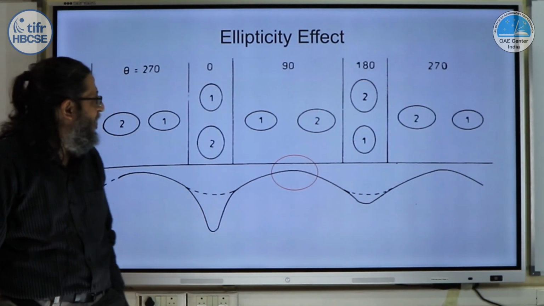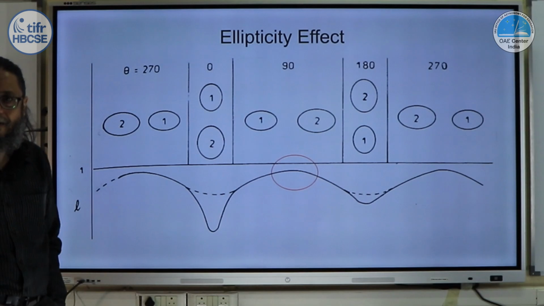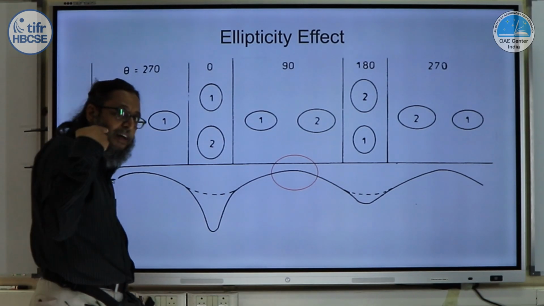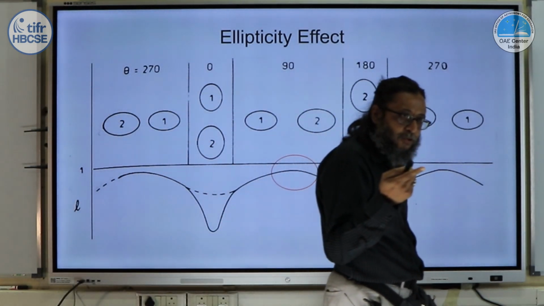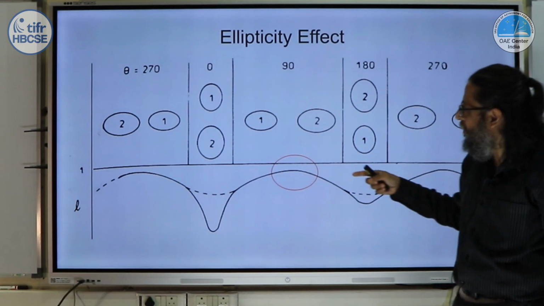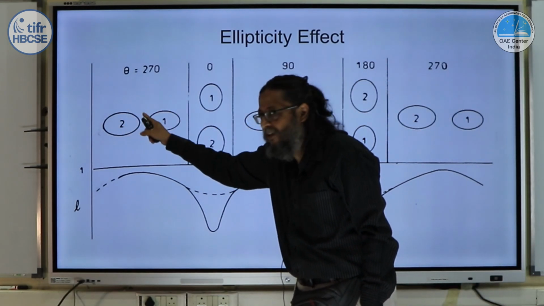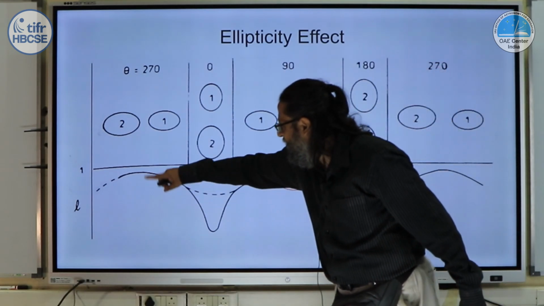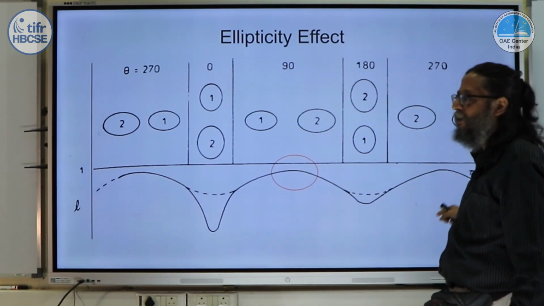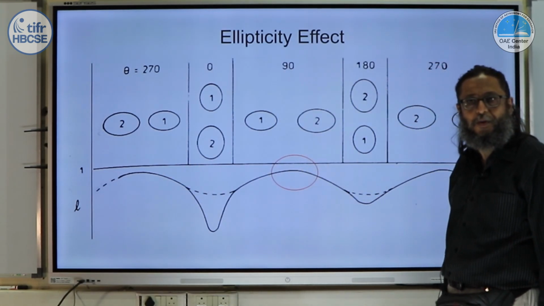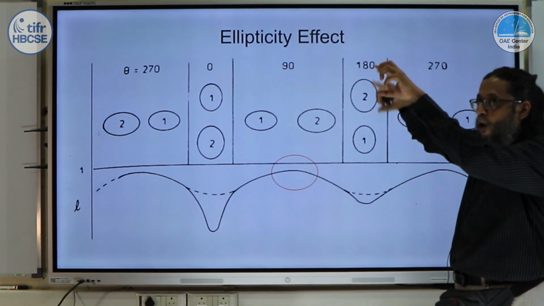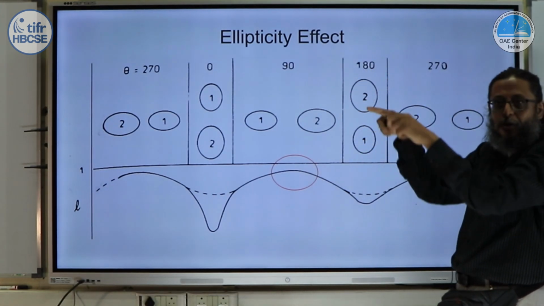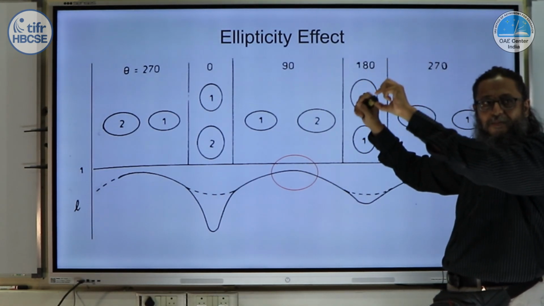And of course, the ellipticity effect, which happens due to the tidal forces. So here the shapes of the stars are getting distorted, and hence this is the nature of the light curve that you see. Okay, because now you are not occulting a circle, you are occulting an ellipse. Okay.